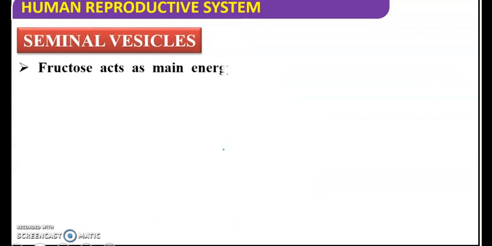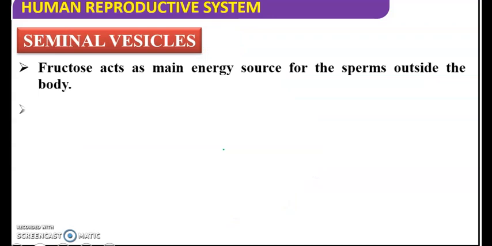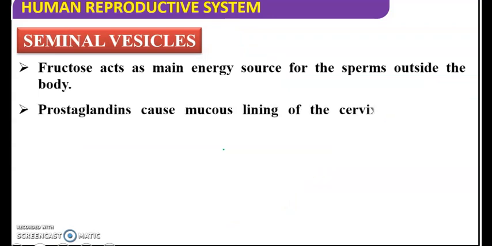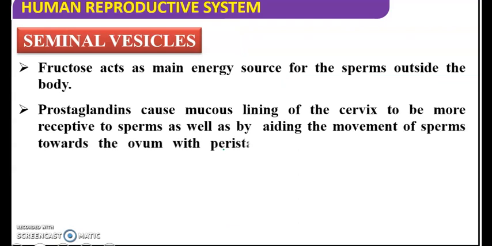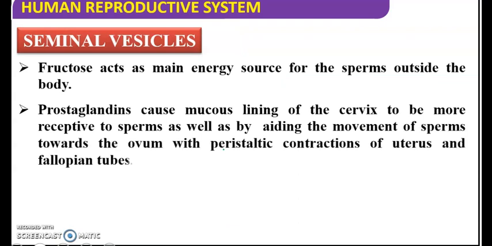Now what are the roles? Fructose acts as an energy source for the sperms. Once the sperm moves out of the body, it requires an energy source. Sperms move by using the tail of the sperm. When it moves, it takes a lot of energy, and energy comes from food. So for production of ATP, you need food, and fructose acts as the main energy source.